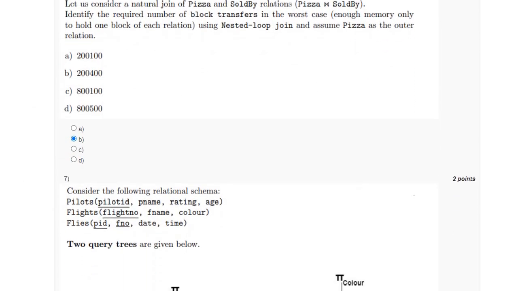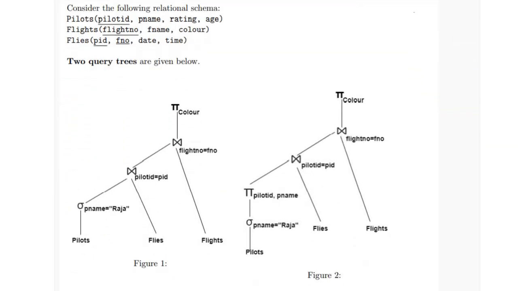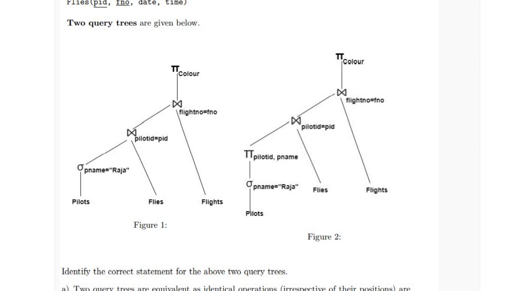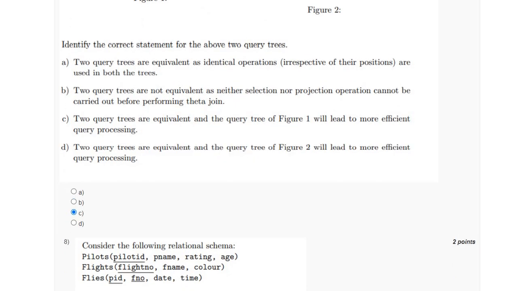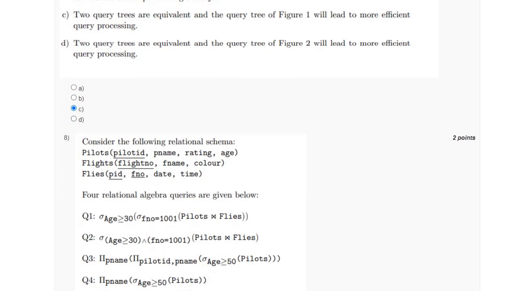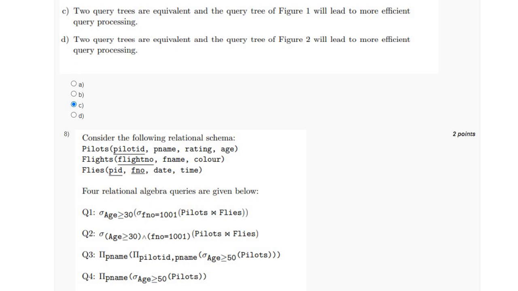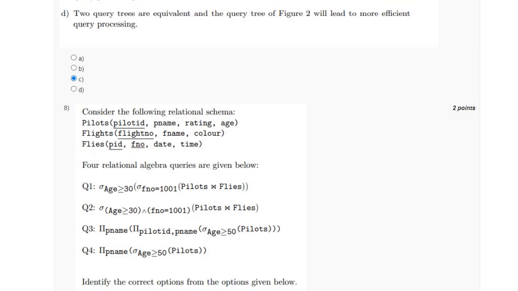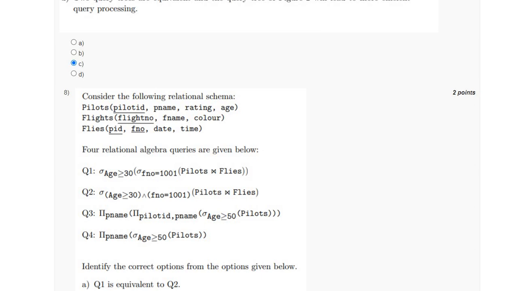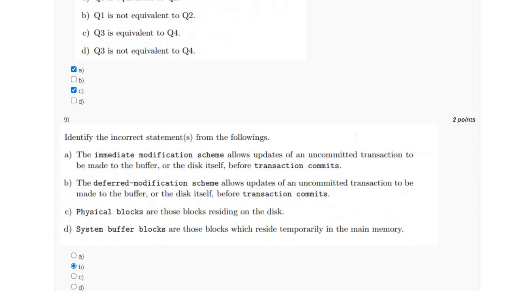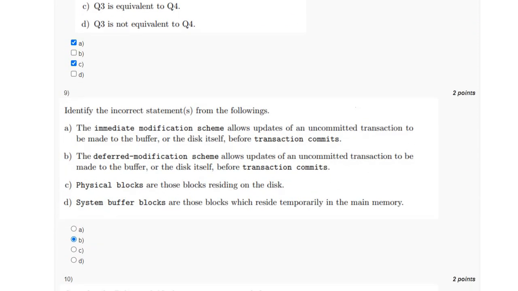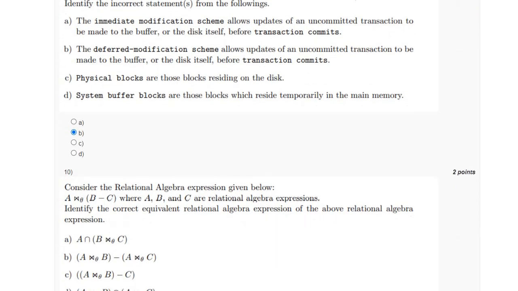For the seventh question, we have been given the two query trees and we have to identify the correct statement. For this, the answer is option C. The eighth question, we have been given the four relational algebraic queries and we have to identify which is equivalent. So the answer for this is option A and C. For the ninth question, the answer is option B, and for the 10th question, the answer is option B.